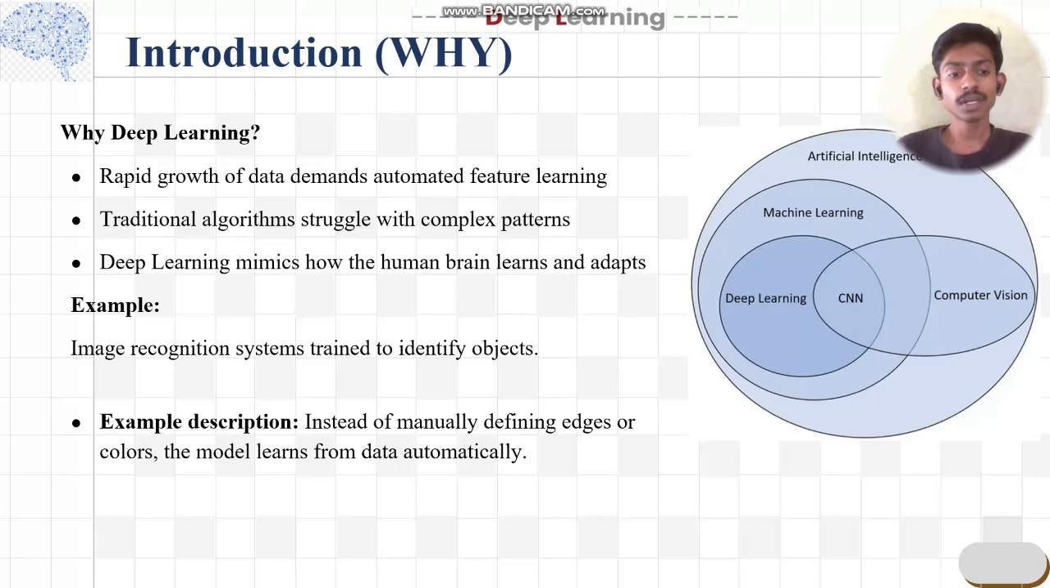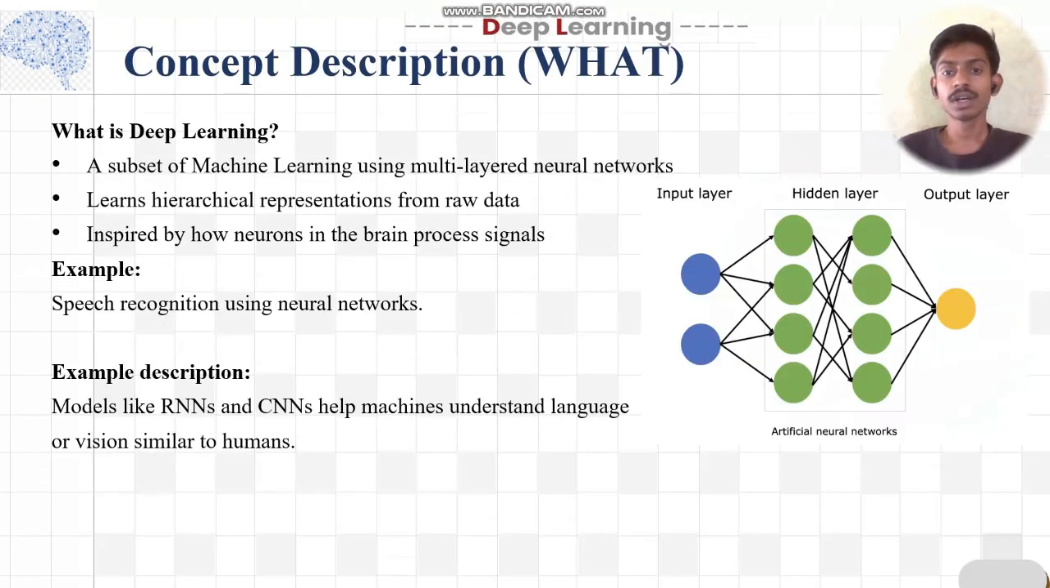So, for example, in image recognition systems, the CNN models are trained to recognize the faces of people, which will be useful in order to deal with cybersecurity issues. So, the example description is like instead of manually defining edges or colors, the model learns from the data automatically. So that was the introduction.